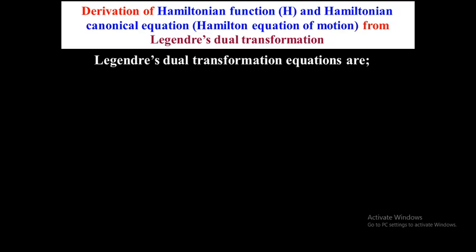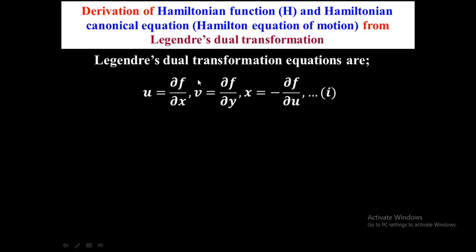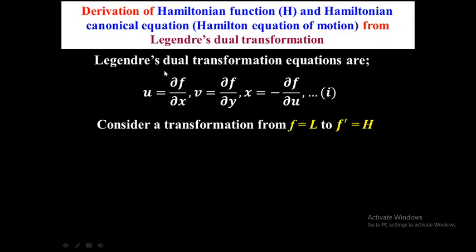The Legendre dual transformation equations are u is equal to del f by del x, v is equal to del f by del y, and x is equal to minus del f by del u. Suppose this is equation number 1. Let us consider a transformation from the Lagrangian system to the Hamiltonian system. So f is equal to L and f dash is equal to H.